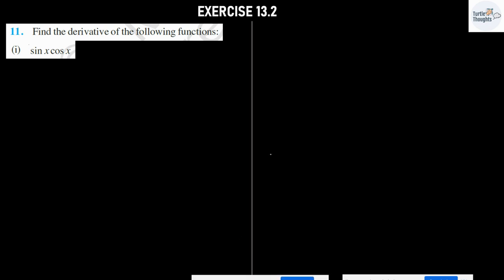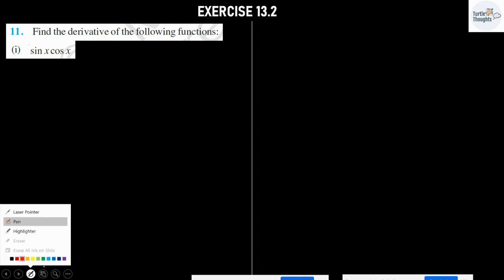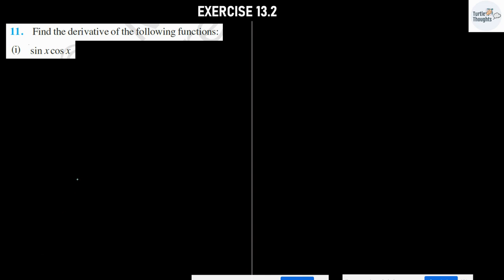We are going to continue with exercise 13.2, question number 11. Find the derivative of the function sin x multiplied by cos x. In the previous class, I have solved the same question using the product rule. In this class, we are going to discuss how the same problem can be solved using the first principles.